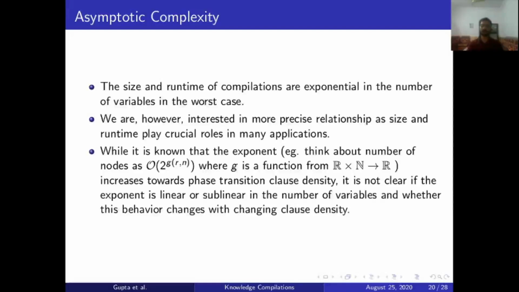Now looking further at the asymptotic complexity, we know that the size and runtime of compilations are exponential in the number of variables in the worst case. However, for practical applications, we are much more interested in a precise relationship, as it's the size that plays the crucial role in many applications. Now, while it is known that the exponent increases towards phase transition clause density, it is not clear if the exponent is linear or sublinear in the number of variables and whether this behavior changes with changing clause density. Note that by exponent I am thinking of the number of nodes and compile time as 2 raised to the power function b of rn, and we are looking at variations for t.